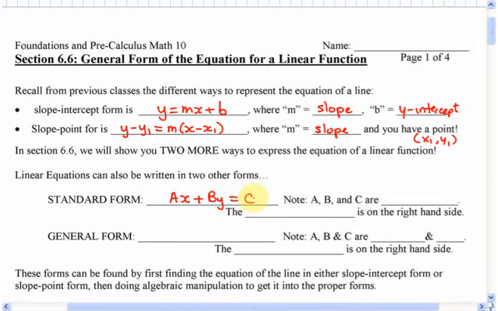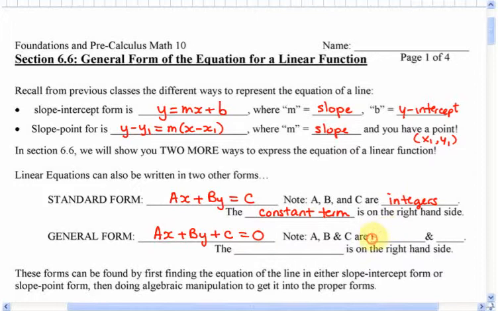So all the variables are on the left side. The constant is on the right-hand side. a, b, and c are integers, so we don't like fractions. And notice the constant term, which is the number, is on the right-hand side. The more common one is what they call the general form, and that's this format, where all the variables and the constant are on the left-hand side.